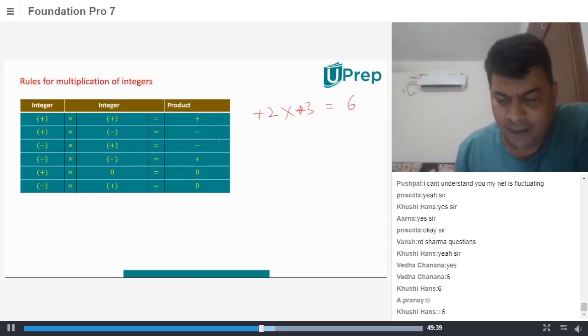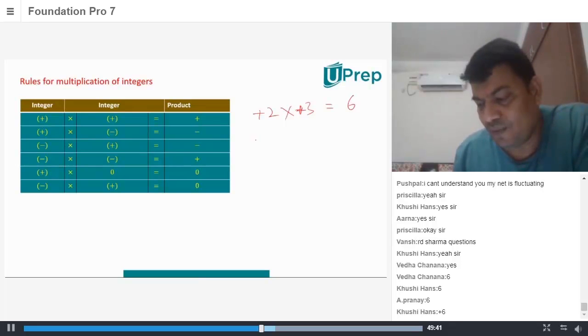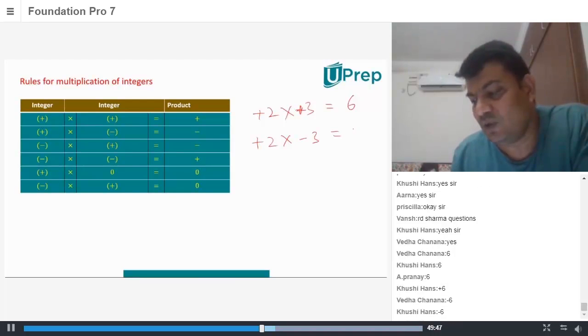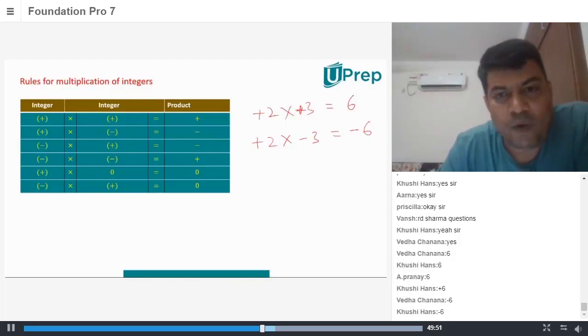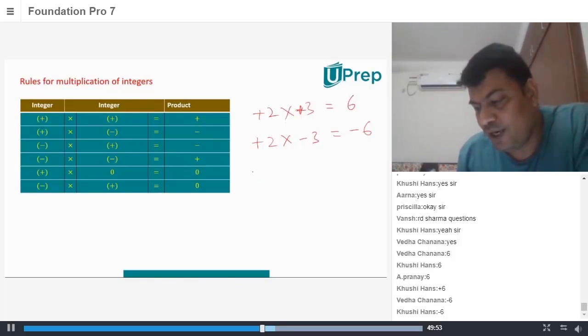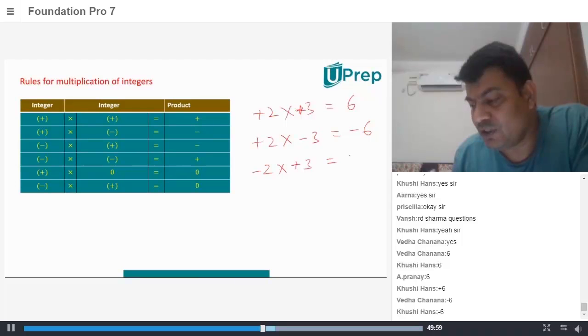Okay. What will be positive into negative? Plus 2 into minus 3. Negative, sir. Plus into minus will be minus, which is minus 6. Now what will be minus 2 into plus 3? Once again it is negative, so minus 6.